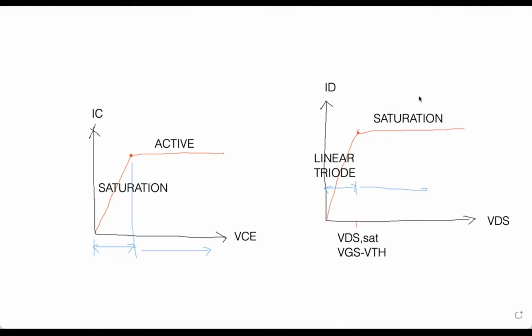So if you look at the output characteristics, even though we are using active mode in the bipolar devices and saturation mode in the MOS devices, we are essentially pertaining to the same condition. We operate our amplifier circuit in a region wherein the output current is almost constant. So it is referred to as active in bipolar circuits and saturation in MOS circuits.